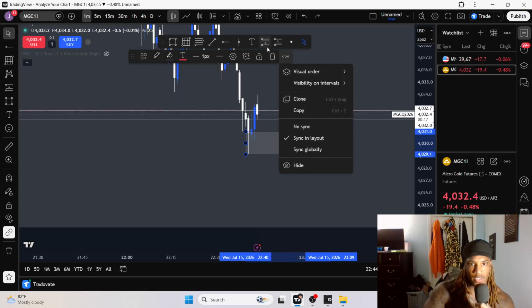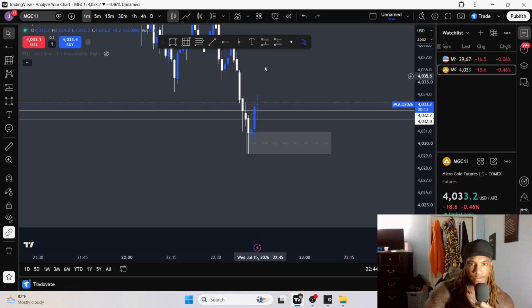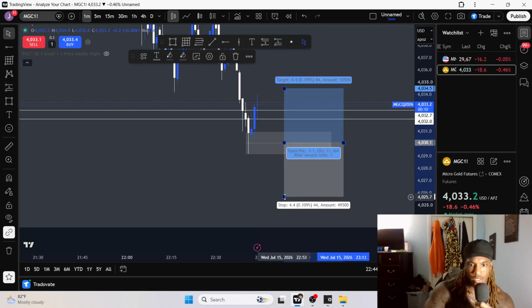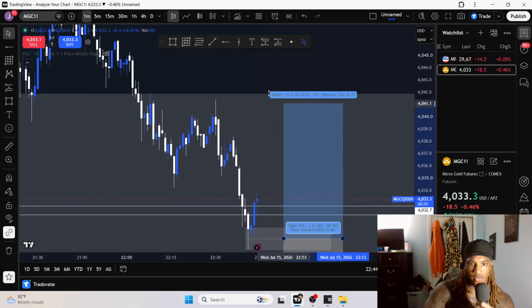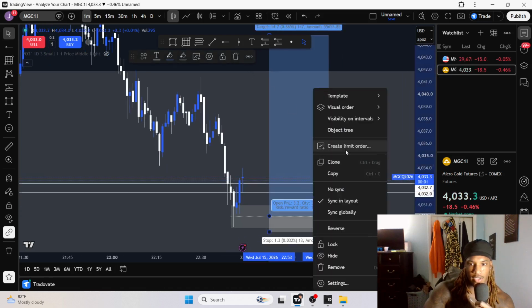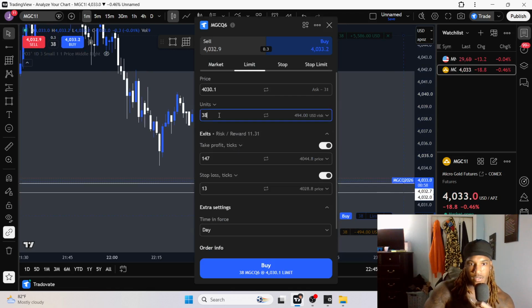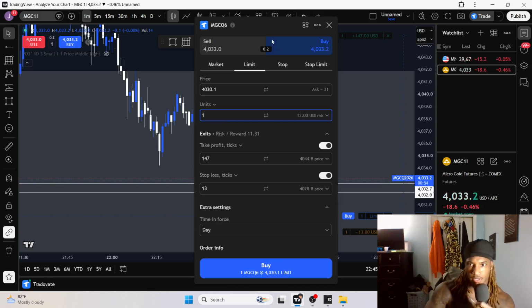Let me put the middle line right here. Boom. All right. Just in case price wants to come down and give us a second shot at life. 1 unit. What is that? 1, 3. Well, 3 units.